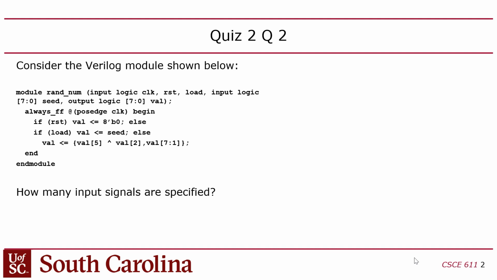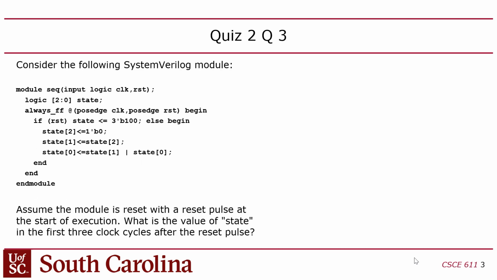Second question is, consider the Verilog module shown below. How many input signals are specified? That's pretty easy. It looks like clock, reset, load, and seed. Clock, reset, and load are all single bit, and seed is 8 bits. So that's 4, right?